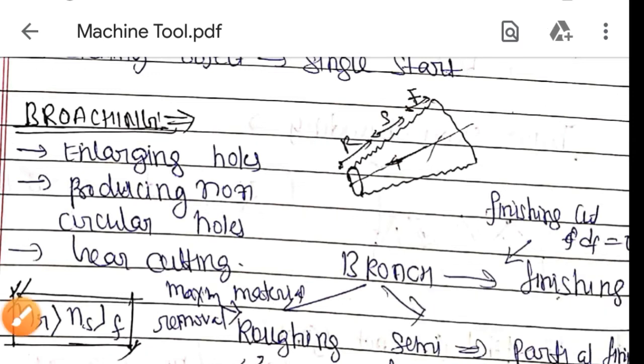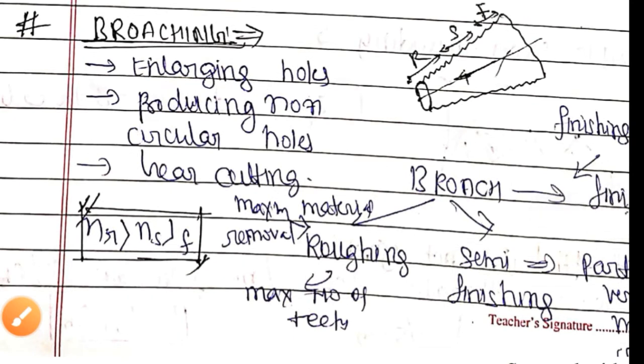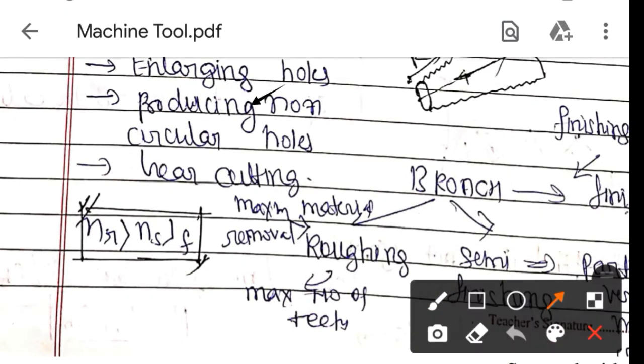NR is the number of roughing teeth, NS is the number of semi-finishing teeth, and NF is the number of finishing teeth. Remember that the number of teeth for roughing will be more than the number of teeth in semi-finishing, and a lesser number of teeth will be there in finishing. So just remember this one.